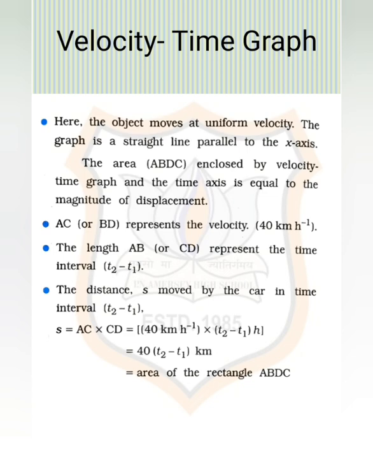So the distance S moved by the car in time t2 minus t1 can be expressed as S, that is distance, is equal to AC into CD, where AC will be equal to 40 km per hour and CD will be equal to t2 minus t1 in hours. And hours will cancel out, and hence we get the answer 40 into t2 minus t1 kilometers, which is equal to the area of rectangle ABDC. And hence this is the velocity time graph for uniform motion of a car.